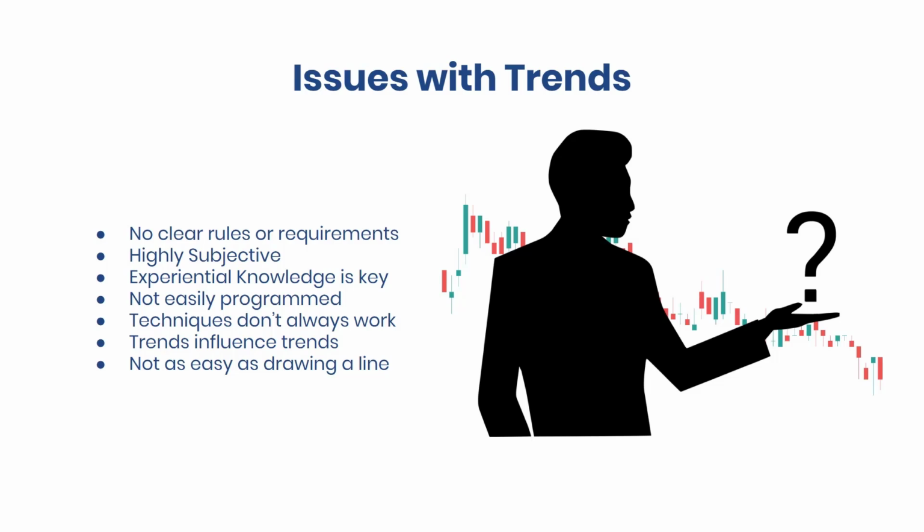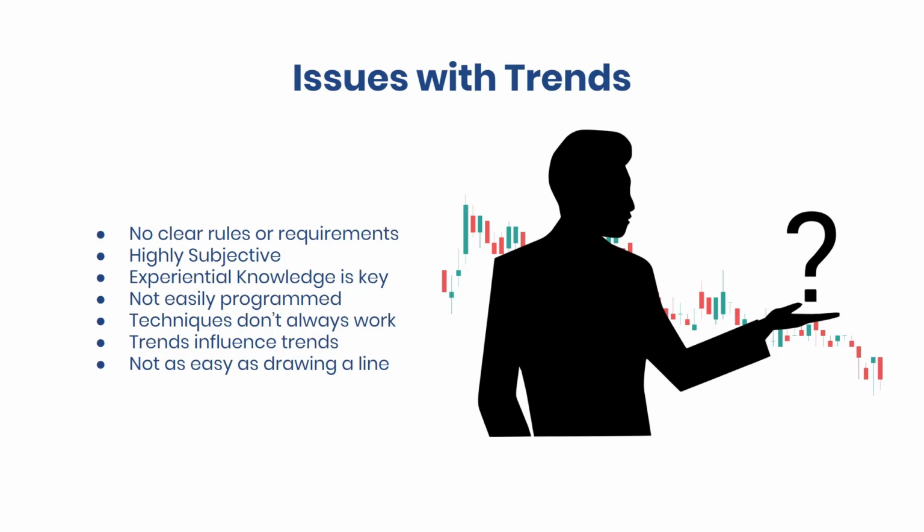Because of all of these things, trends are not very easily programmed. You can't have an algorithm that's very effective in many cases, or at least in my experience, I should say, that's really effective at identifying trend levels. The techniques that you hard code into algorithms or even into pattern recognition tools don't always work because there are no clear rules or requirements.